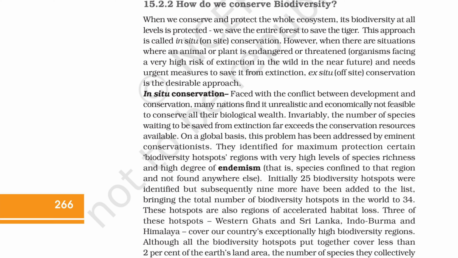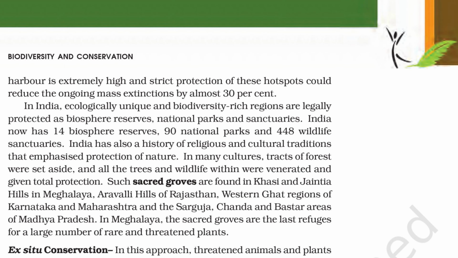3 of these hotspots, Western Ghats and Sri Lanka, Indo-Burma and Himalaya, cover our country's exceptionally high biodiversity regions. Although all the biodiversity hotspots put together cover less than 2% of the Earth's land area, the number of species they collectively harbor is extremely high, and strict protection of these hotspots could reduce the ongoing mass extinctions by almost 30%. In India, ecologically unique and biodiversity-rich regions are legally protected as biosphere reserves, national parks and sanctuaries. India now has 14 biosphere reserves, 90 national parks and 448 wildlife sanctuaries.